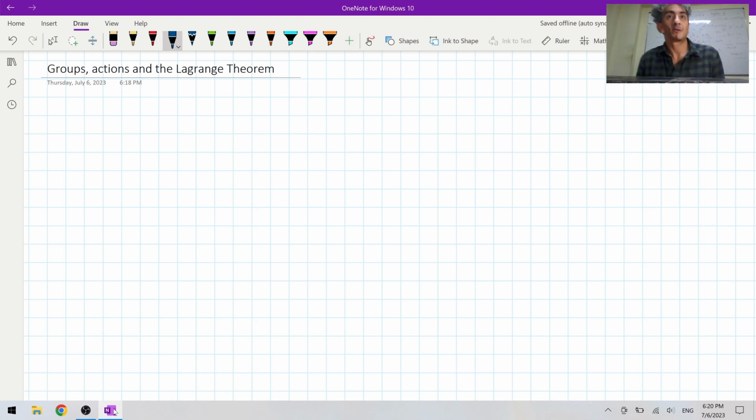Groups are used to describe very ordinary situations and also very sophisticated ones. So let's start with the definition of what a group is. This is one of the most useful mathematical entities that you can come across.